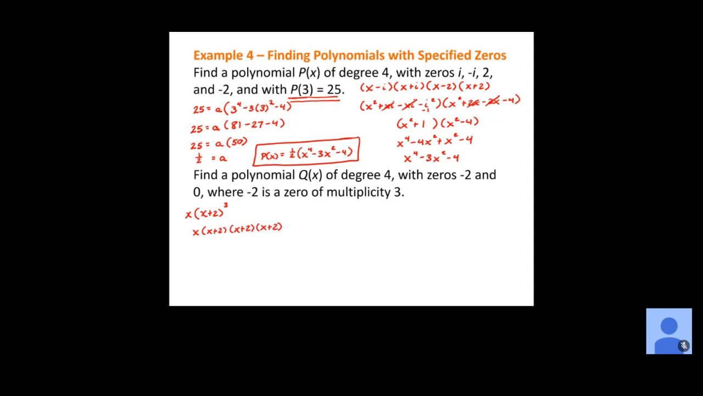I'm going to first distribute the x here into that first set of parentheses, and I'm going to multiply the other two together. So if I do that, I've got x times x is going to give us x squared. X times 2 is plus 2x. And now I'm going to multiply the x plus 2's down here together. That's going to give us x squared. Outer terms plus 2x. Inner terms plus 2x. And last terms plus 4.